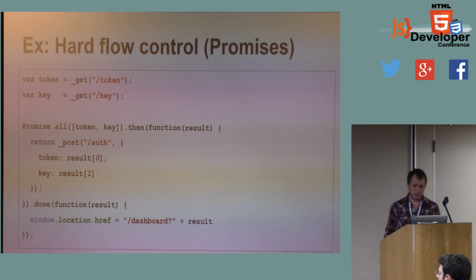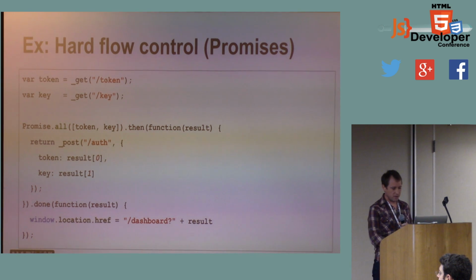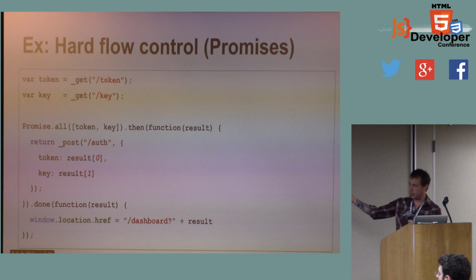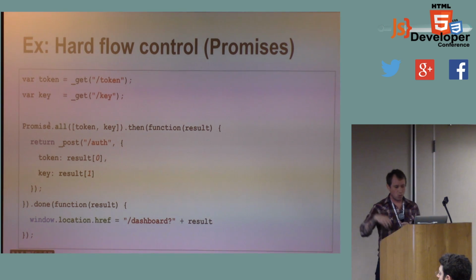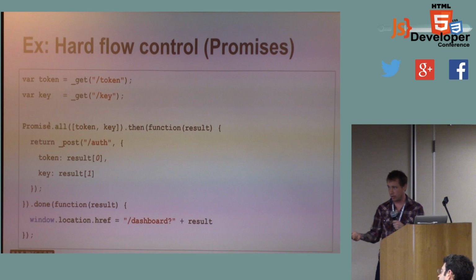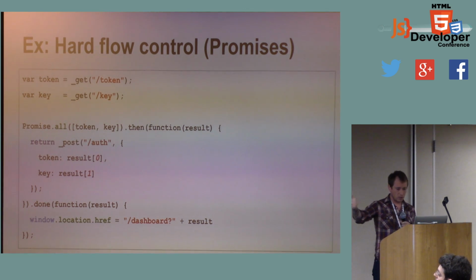Promises make it a little bit easier. We're going to do the same thing functionally. We're going to issue an HTTP request for token and an HTTP request for key. We're going to wait for both of those promises to resolve. That is to say, we get the token and the key.